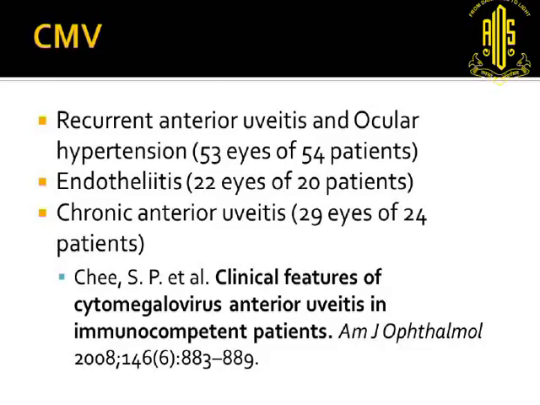You must have seen a slew of articles reporting the association of cytomegalovirus with anterior uveitis. Going over about 15 odd articles, the most common clinical features of cytomegalovirus associated anterior uveitis are recurrent anterior uveitis and ocular hypertension, endothelitis, and chronic anterior uveitis.